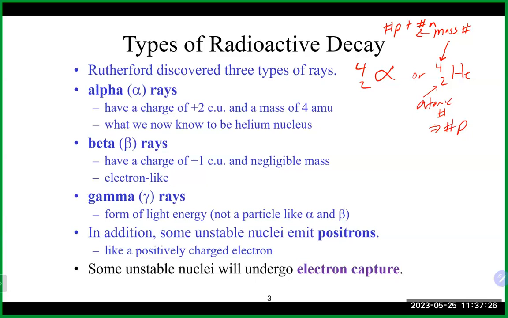Beta particles are also very commonly seen in nuclear chemistry. They also have a couple of symbols. They could use the beta symbol with a 0 and a -1 going on there.